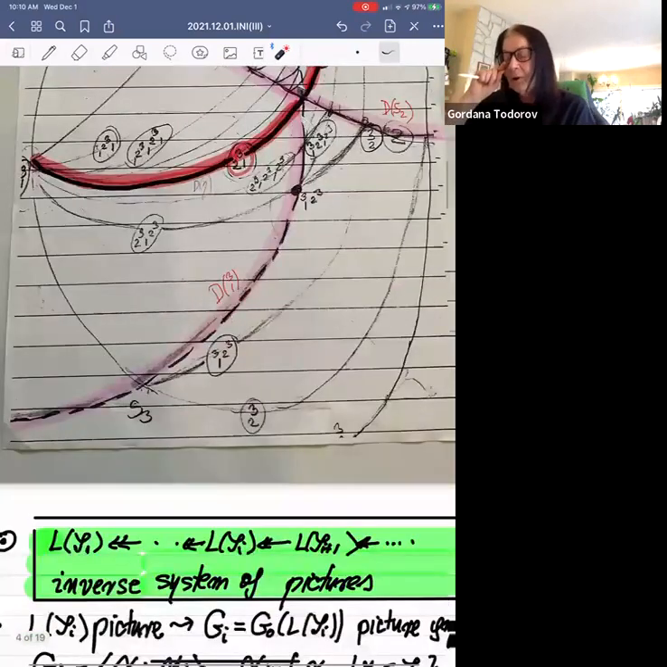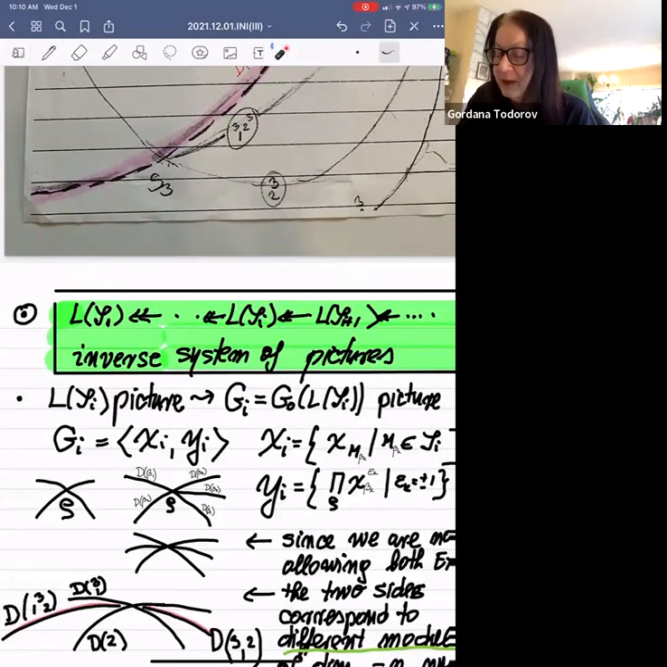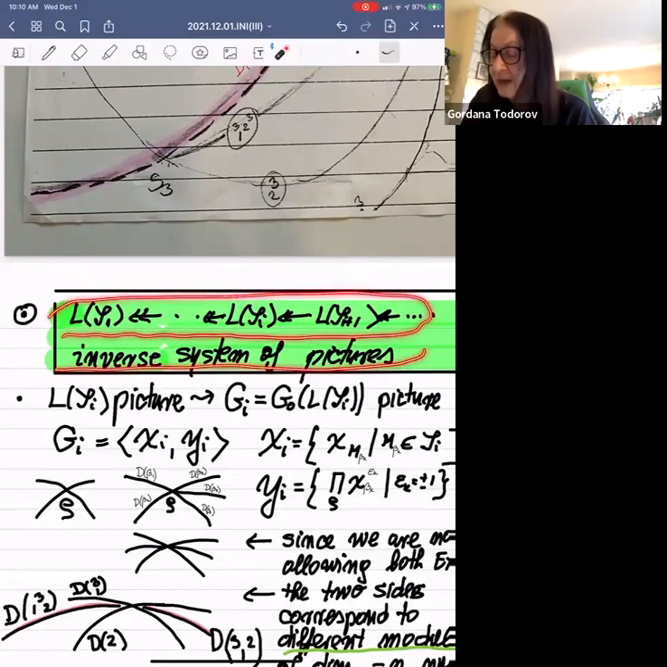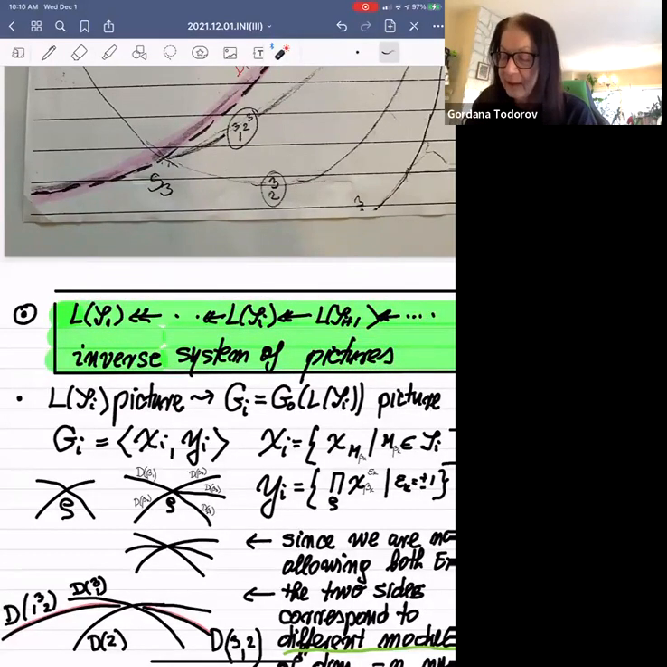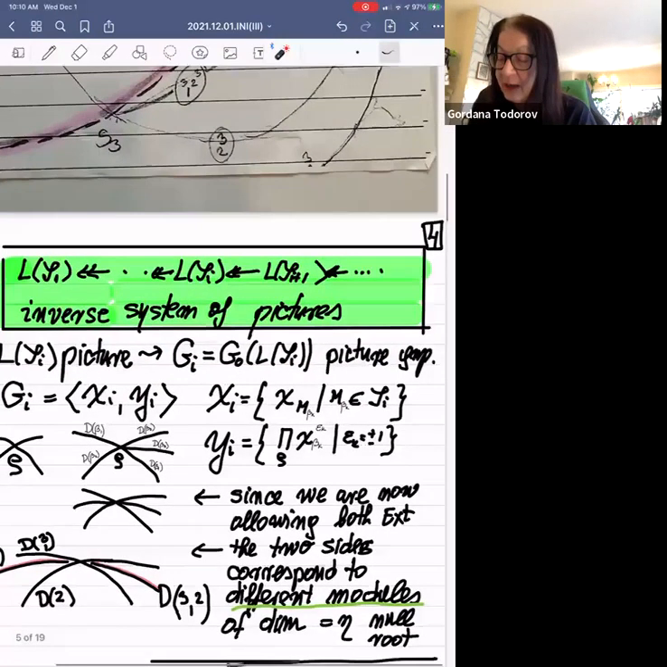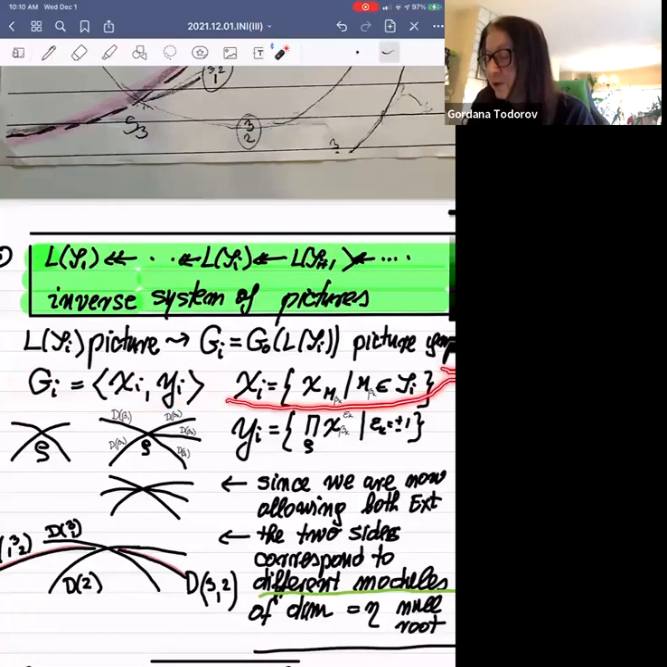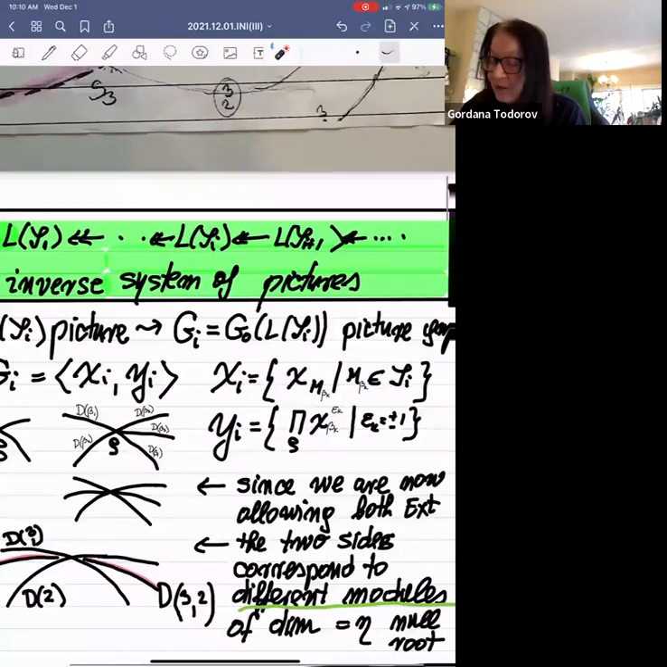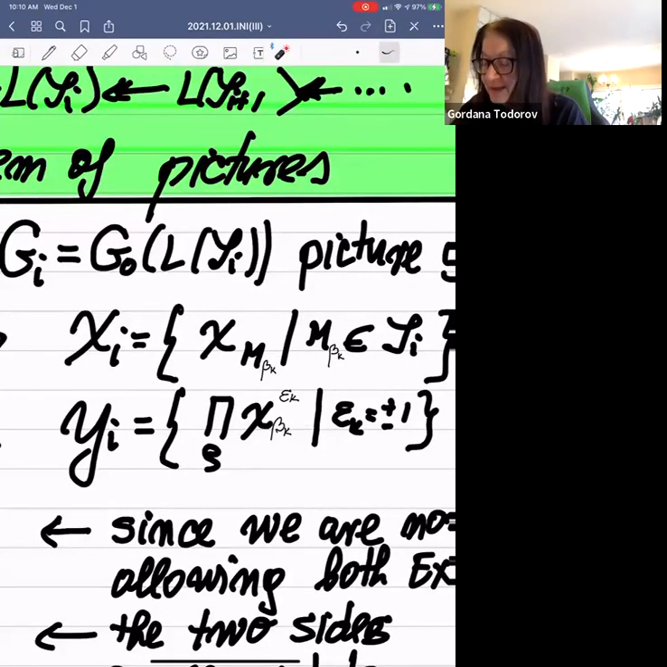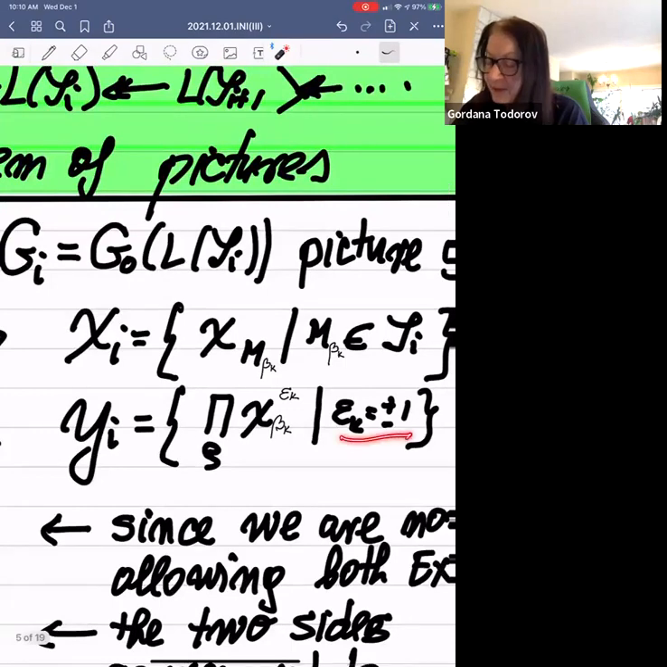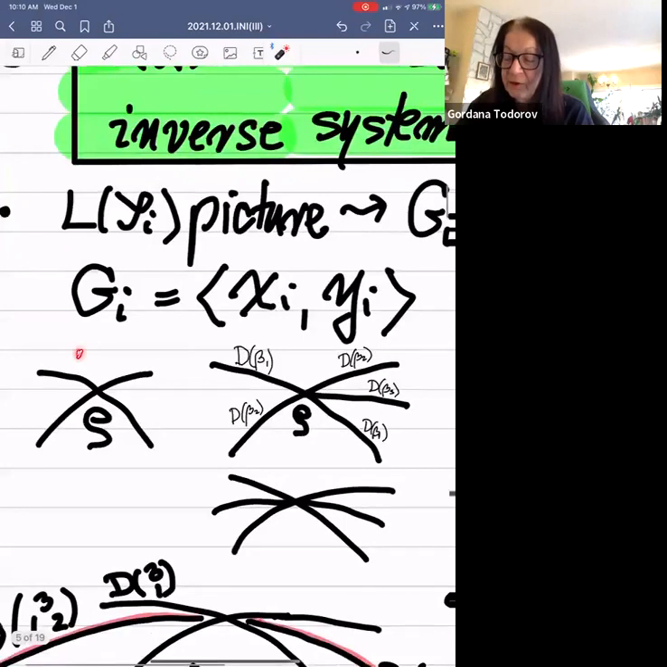Okay, so now let me go back to the pictures and picture groups. So here we have an inverse system of pictures, right? By adding more and more modules, we get more and more d beta i's, which are the domains, or more and more c vectors if you want. And we get pictures and we get picture groups. And each of these Gi has generators. Now generators are of course the modules which are in Si, okay? And yi's are products of the x's, and I already talked about it, and I'll just show on the example, and this is inverse possible, epsilons are plus or minus 1, and it is essentially these relations. Either you go this x, this, and then inverses, or you say this is equal to that.